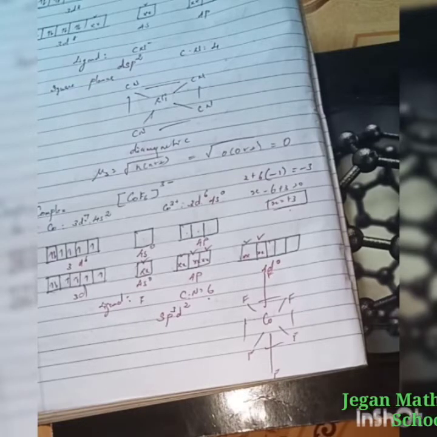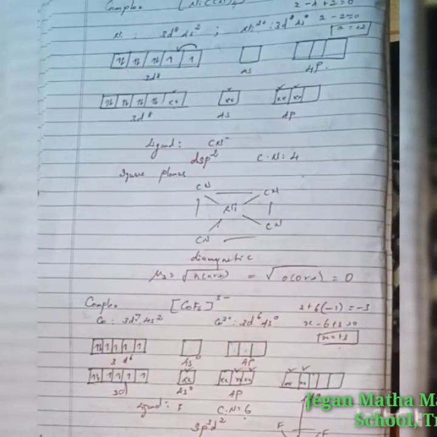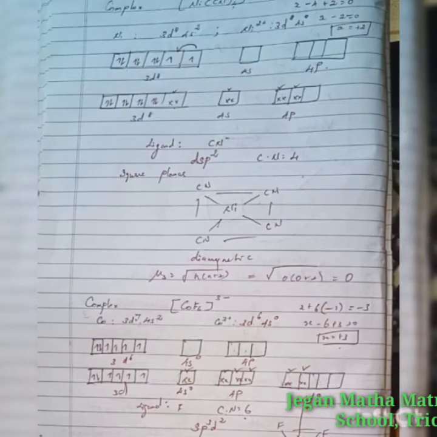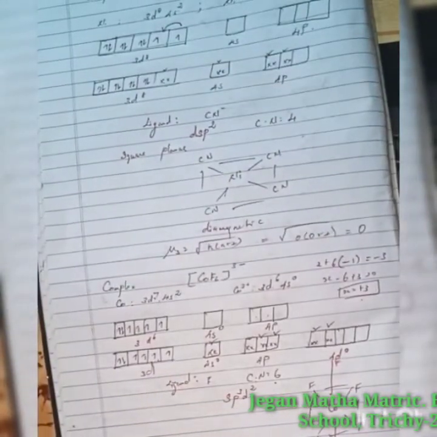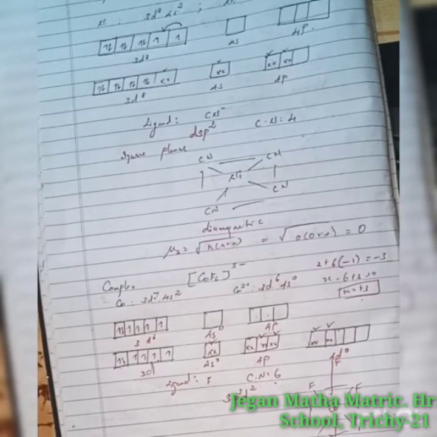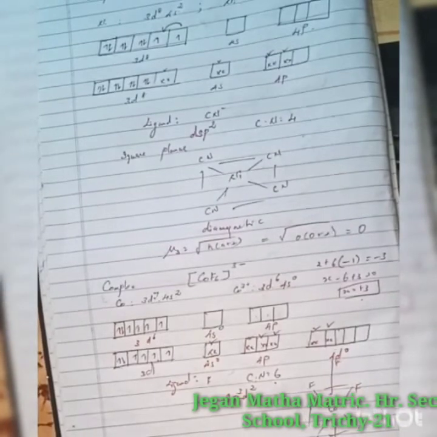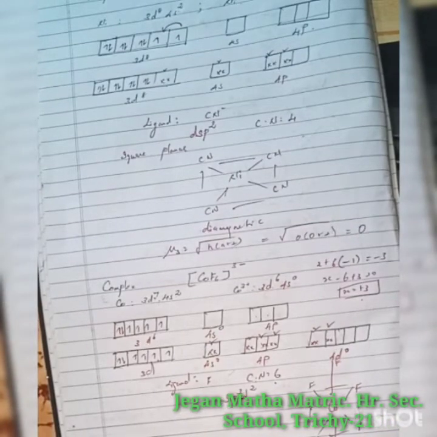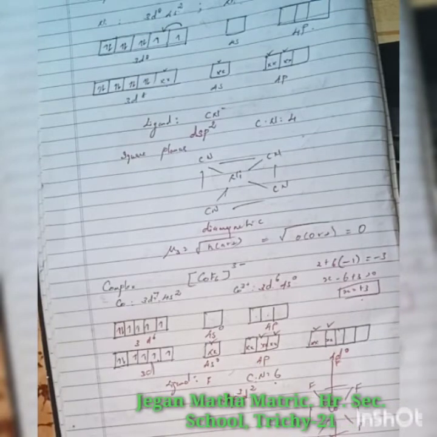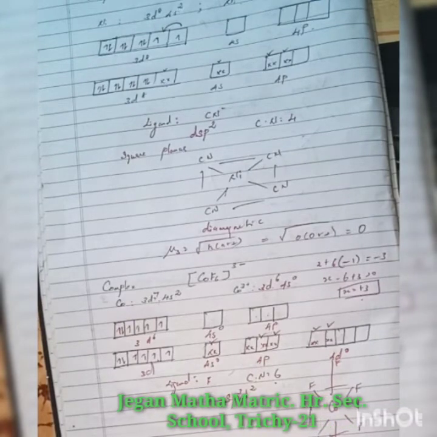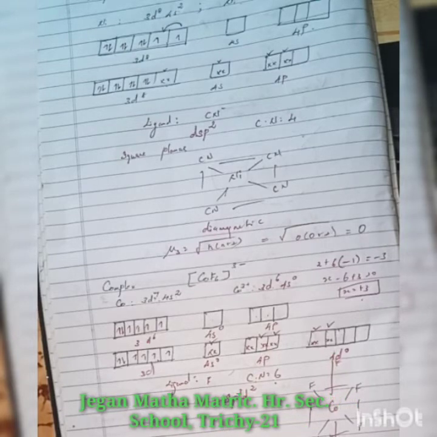In this complex, outer d orbitals are involved in the hybridization, and hence the complex is called an outer orbital complex. If inner vacant orbitals were used, it would be an inner orbital complex. Here we take orbitals outside, after s and p, so this is known as an outer orbital complex.